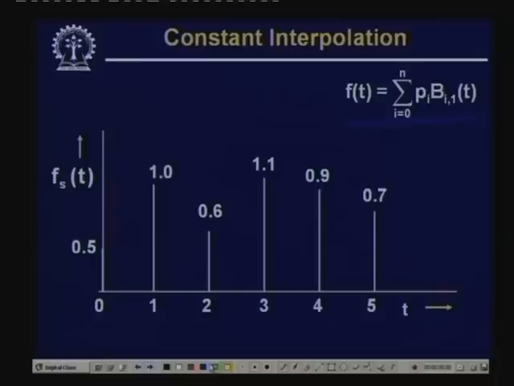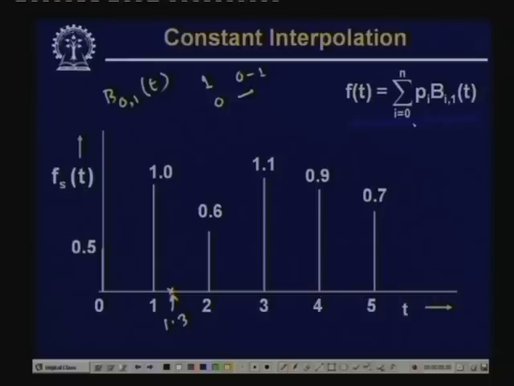Now, here b_i1(t). When I had computed, say, b_01(t), we said that this value is equal to 1 for t lying between 0 and 1, and equal to 0 otherwise. So, if I interpolate this particular sample data, say I want to find out the value of the signal at, say, 1.3, this is the point t equal to 1.3. So, I want to find out the value of f(t) at t equal to 1.3.